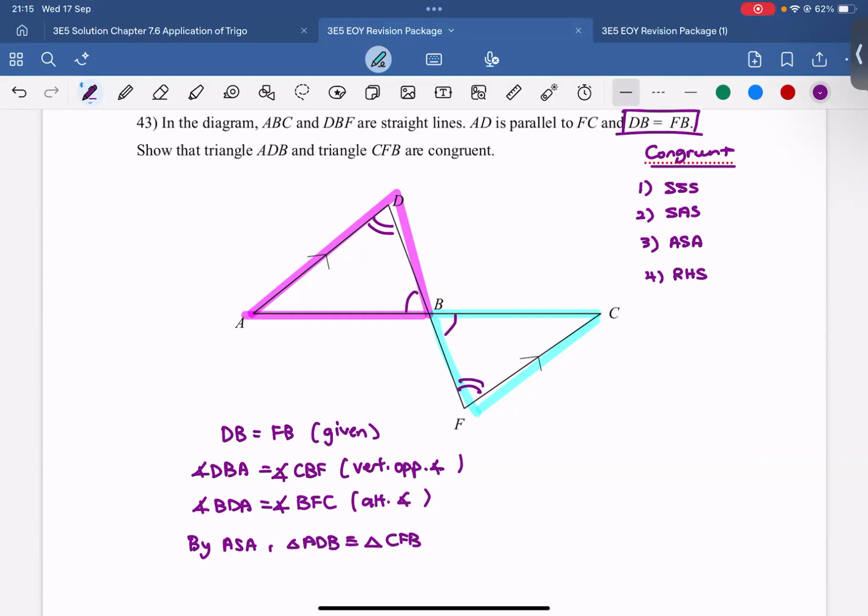If I put angle BDA as angle ADF, can or not? Can. Why not? It's the same angle, but it's a different triangle. But as far as possible, it's better to use these three, so you also don't need to think so much. Okay, next.